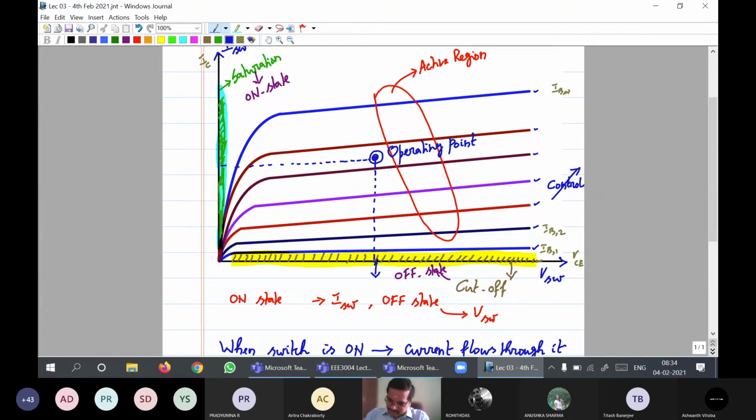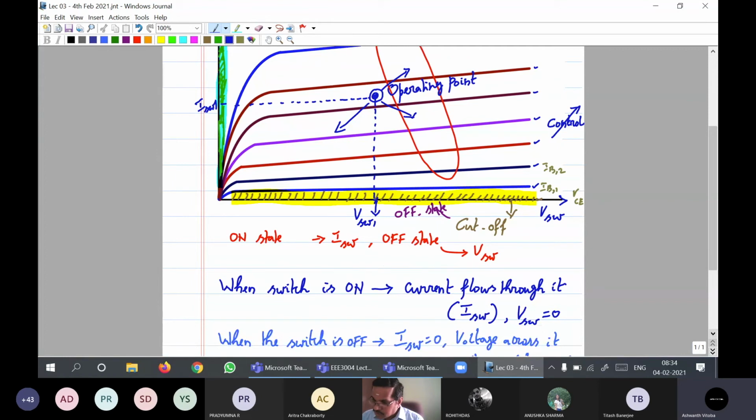Finite. So I will write this as VSW1, and I will indicate this as ISW1. We will have finite values of voltage and current if I am operating in the active region. Obviously, I can shift the operating point here, here, anywhere other than saturation and cutoff. If I operate at any other point, there will be voltage across the switch and current through the switch. Is this point clear to you? Any doubts for anybody? Sir, can you repeat? I will repeat.